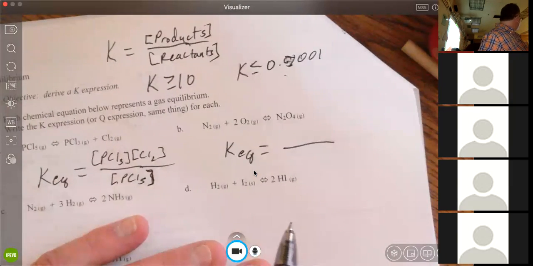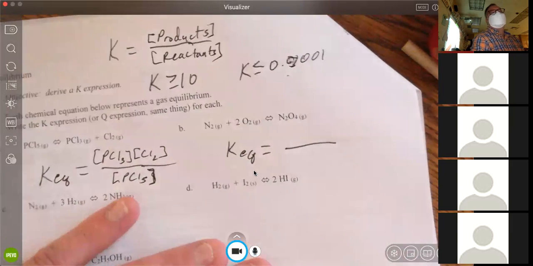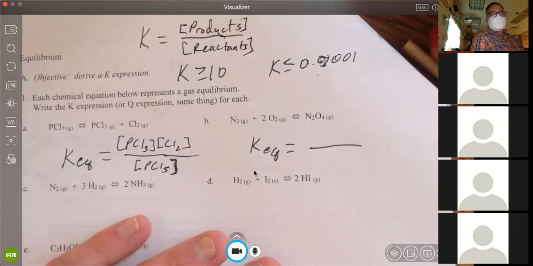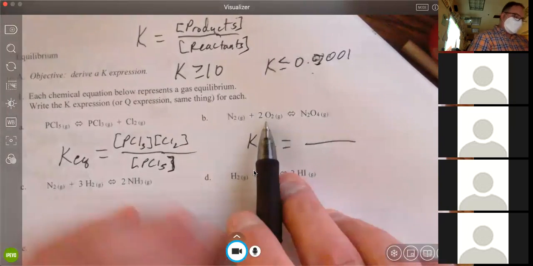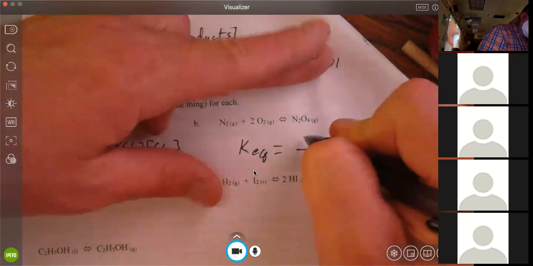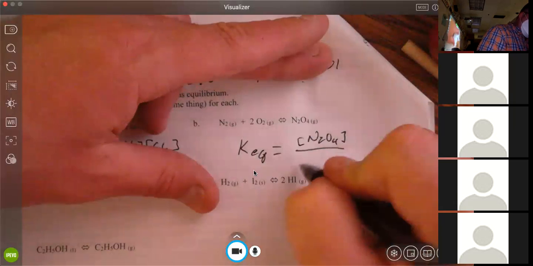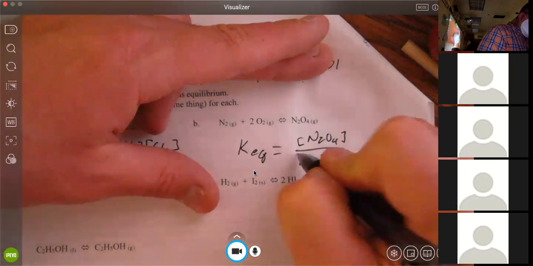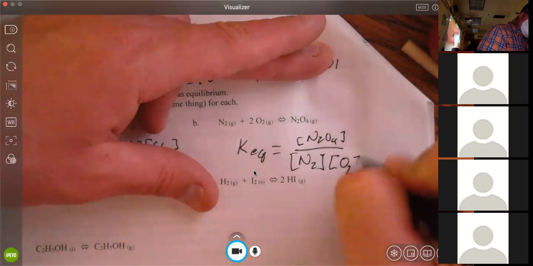They're inventing stuff now. All right, so what is different between A and B? You have 2 O2, so you have to put an exponent. We have 2 O2s. So let's take a look at what that means. We have the products N2O4 over the reactants. We have times, and then we have 2 O2s.